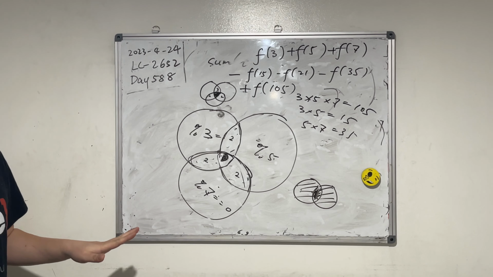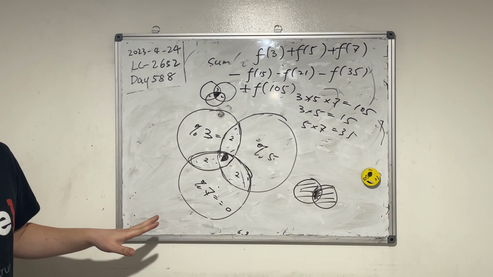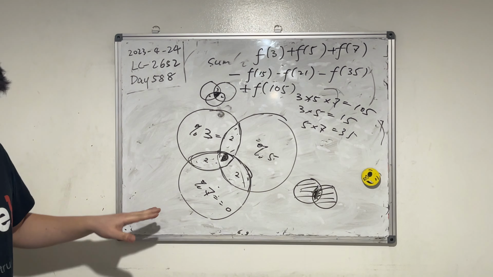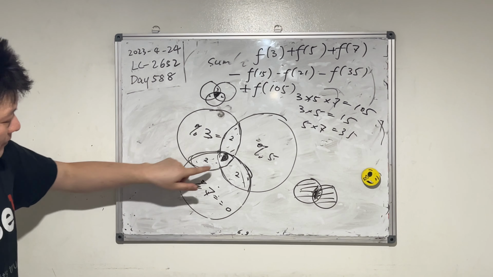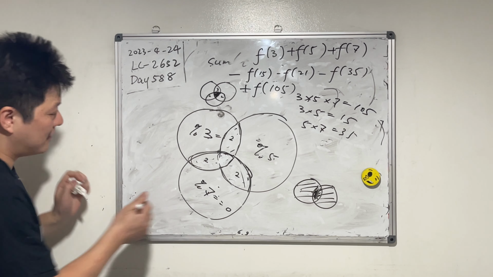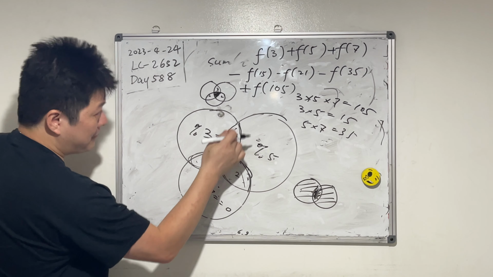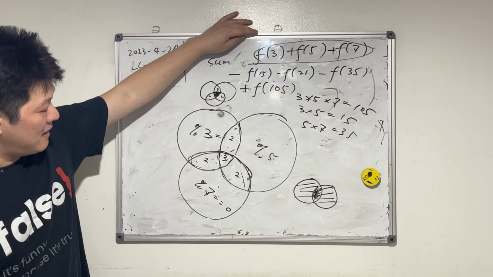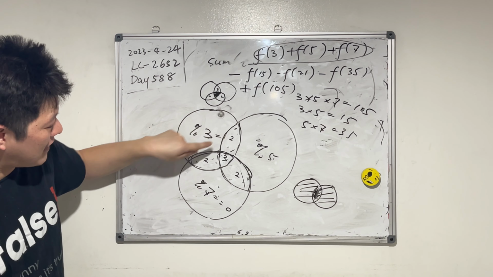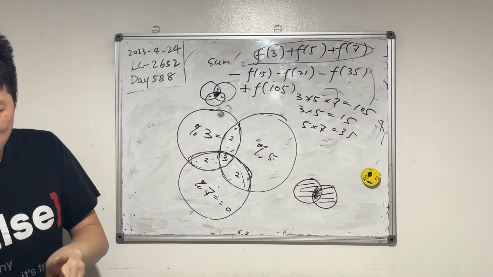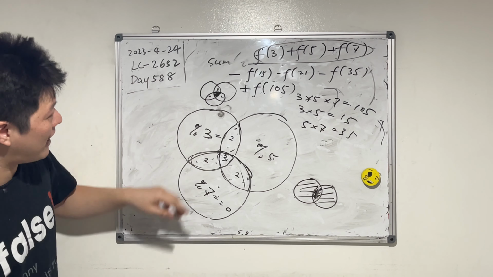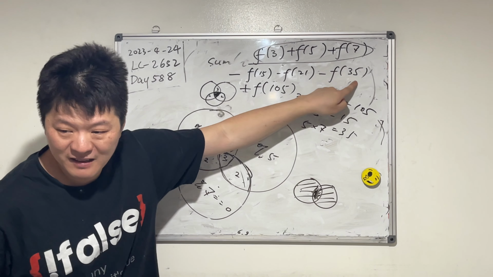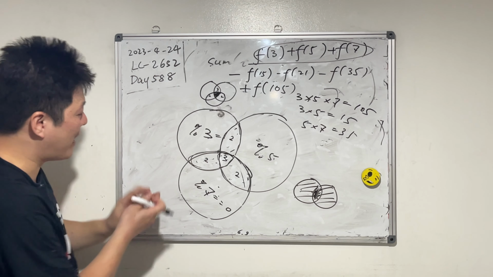Can I repeat it one more time? Let me repeat. The numbers mean how many times it has been added. Ideally I want these numbers to become only ones. So for the 2s, I have to subtract them to make them ones. So now they become ones.